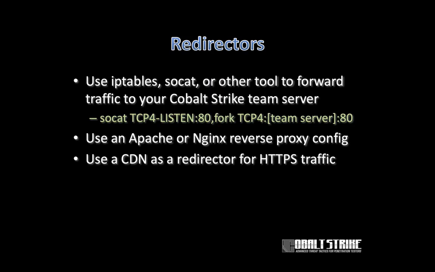Here are some tips on how to stand up a redirector. You can use iptables, socat, or another tool to forward traffic to your Cobalt Strike team server as is. Here is a socat recipe to do that. You can also use an Apache or Nginx reverse proxy configuration to act as a redirector for your Cobalt Strike server as well. Finally, you can use a content delivery network like Amazon's CloudFront as a redirector for your Cobalt Strike HTTPS traffic as an option as well.